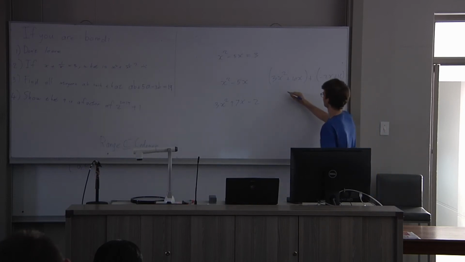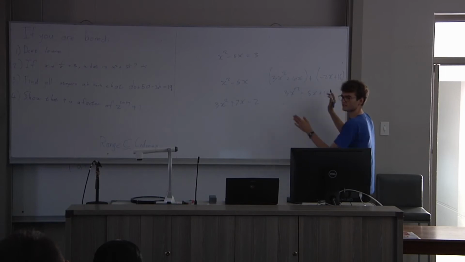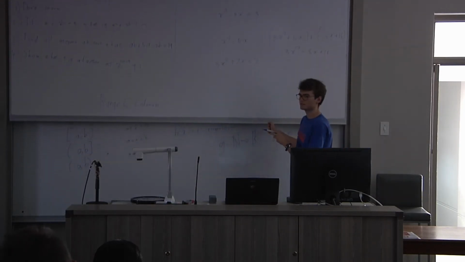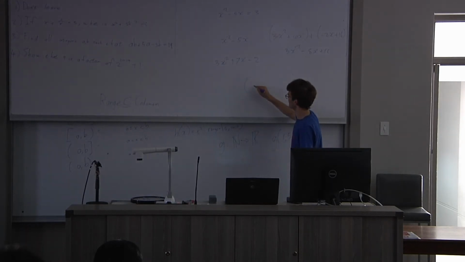Cool. So that's 3x squared plus 8x plus 16. You add like terms, right? Cool. Okay. Now we get to multiplying expressions.